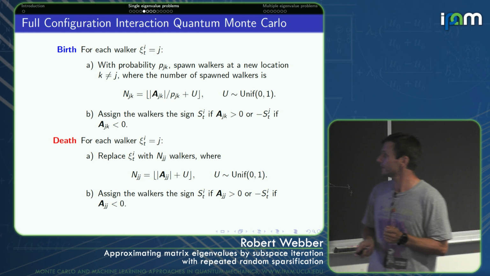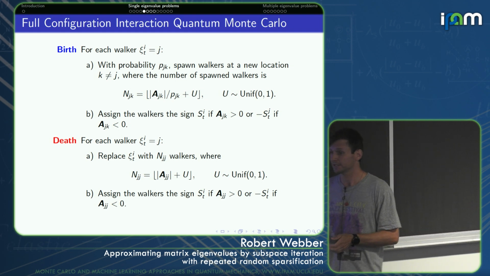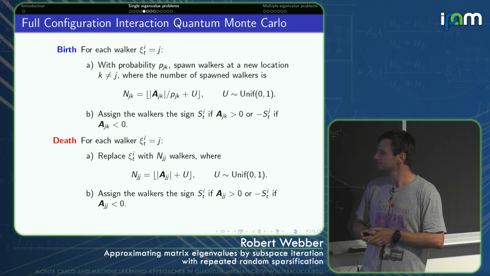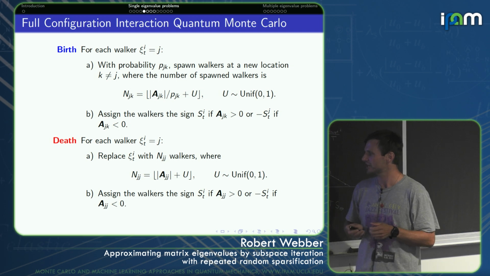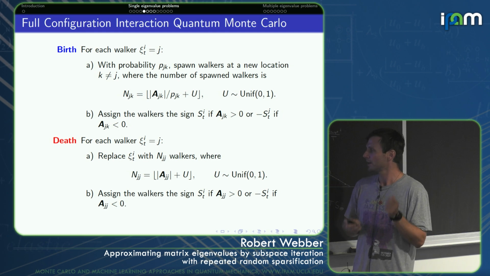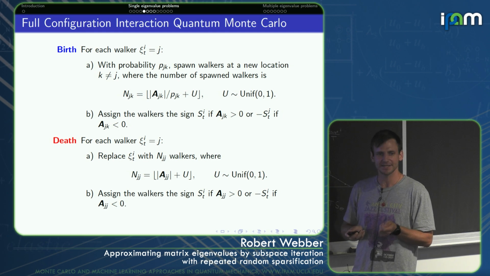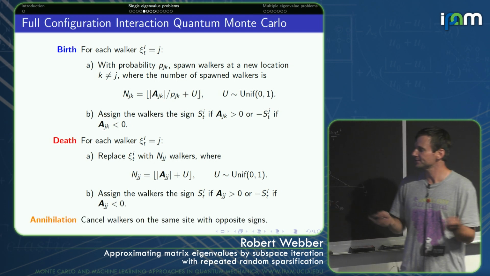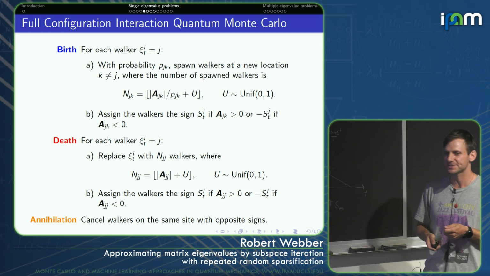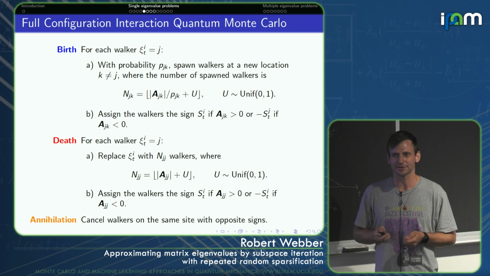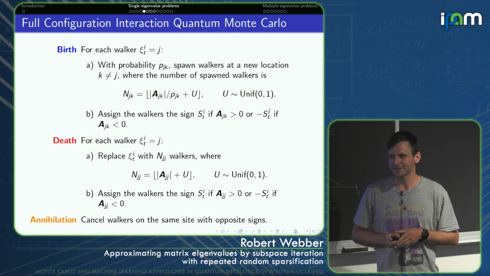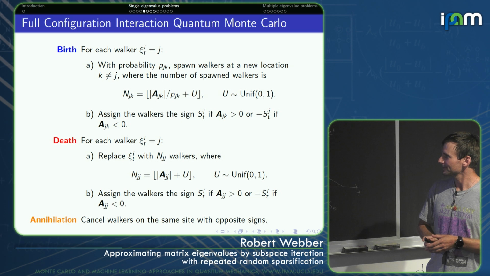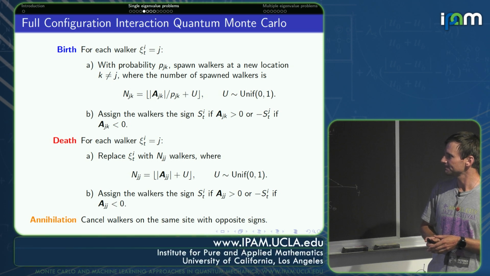The number of children is a randomized rounding of the magnitude of A_JJ, and the signs of the children are the same sign as the parent if A_JJ is positive, and they're the opposite sign from the parent if A_JJ is negative. And then there's the coolest step, the annihilation step, where we cancel walkers on the same site with opposite signs. They annihilate each other. So it's maybe a very bloody type of procedure that's going on. There's birth, there's death, and there's annihilation.